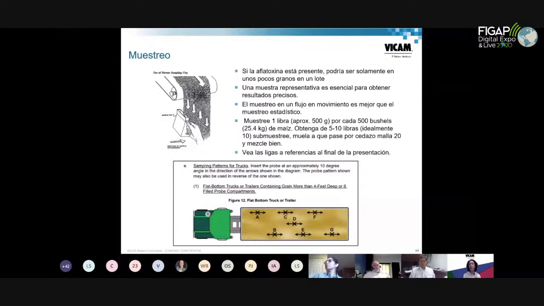So sampling can vary. Different companies and even different countries have different protocols for sampling.